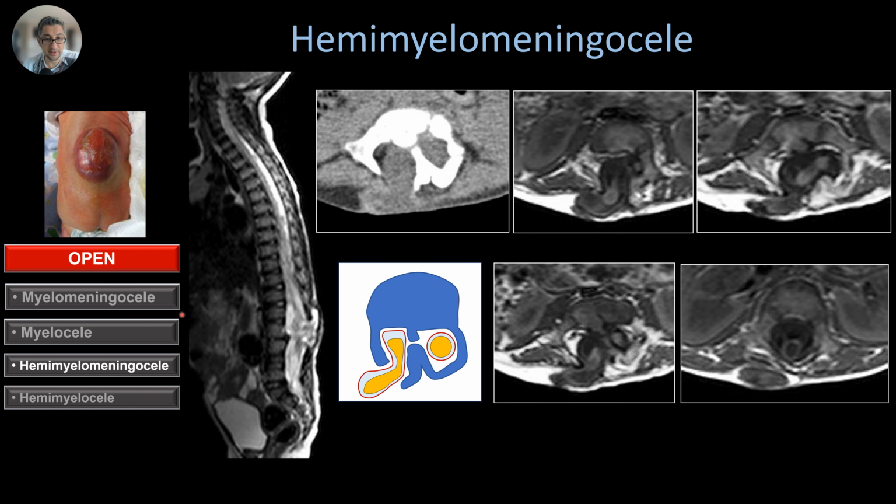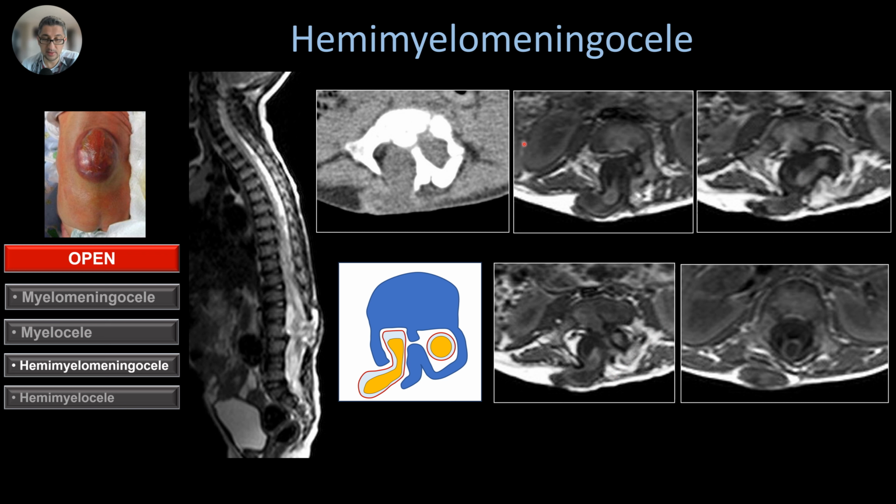Another extremely rare type of open spinal dysraphism is hemimyelomeningocele. So there is myelomeningocele on one side, and on the other side the cord is normal, and there is split cord malformation. So there are two cords. One side is normal, the other side has myelomeningocele, as you can see on the axial MRI images.